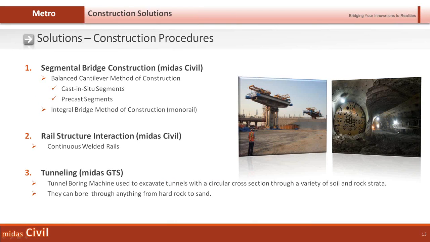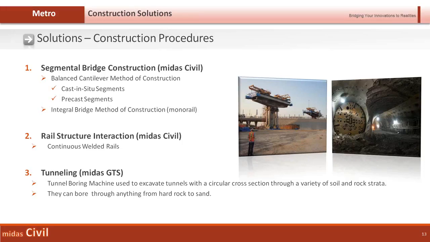So the solutions will be the construction procedures that we adopt. We can adopt a segmental bridge construction procedure. We can go for a balanced cantilever method of construction. I will be discussing the balanced cantilever method in a few slides. Similarly, we can go for integral bridge method of construction for monorail. Both these things can be simulated using Midas Civil.